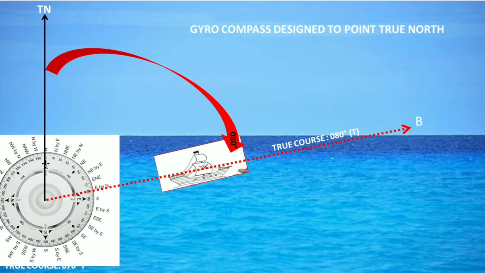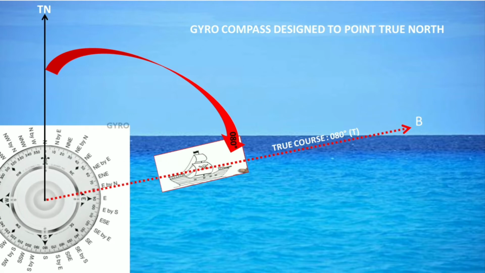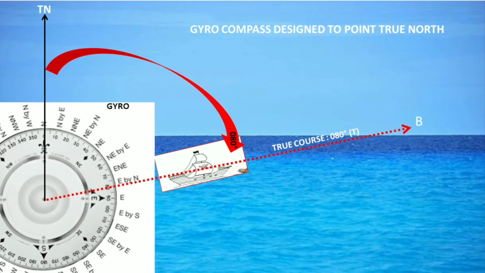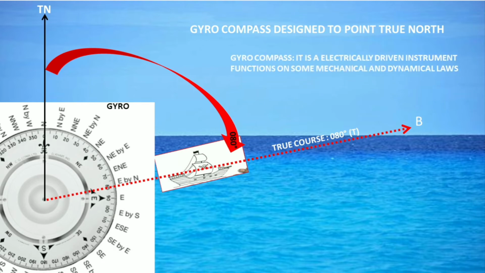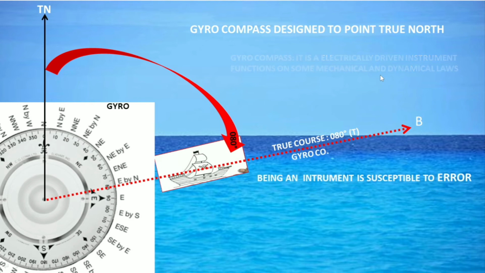True course we said 080. Gyro is designed to be pointing true north. If I was reading it from gyro, I'd still get the reading as 080. But as I said, this is an instrument, and as you all are aware, instruments are susceptible to some errors. If there is no error, then the gyro course and true course would be the same. But being an instrument, there are possibilities of having some error.